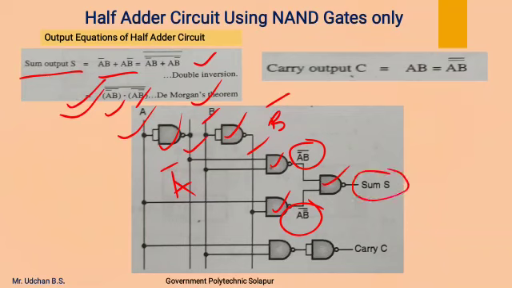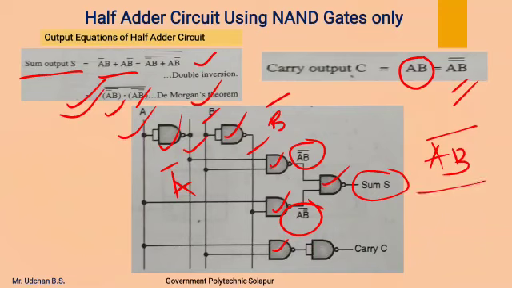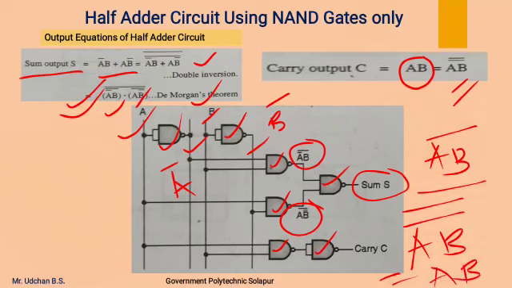After that, for carry, the equation is AB. We are going to take the double complement of this. Here there is no need to apply De Morgan's theorem, as the equation is already in dot form, that is A into B. So first we will get AB complement using one NAND gate. By connecting this output to the next NAND gate as a NOT gate, we can get carry as AB double complement, which is nothing but AB. This is how we can draw a half adder circuit using NAND gates only.